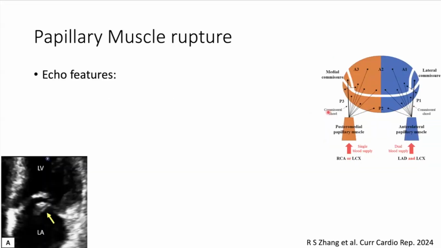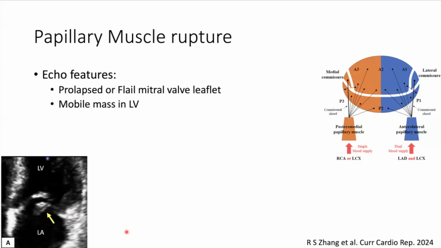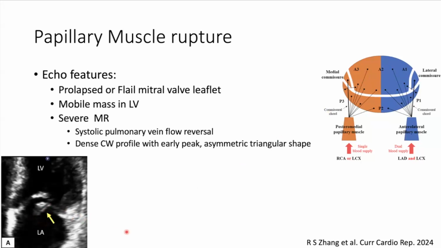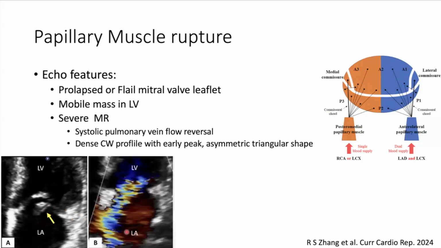All right, so the echo features that we're looking for here are prolapse or flail, like in this case, where the tip of the mitral valve is pointing into the atrium. You're also looking for a mobile mass, which is a representation of the ruptured papillary muscle that's moving in and out of the left ventricular cavity. Sometimes it can even go into the left atrium. And then we're looking for severe mitral regurgitation.